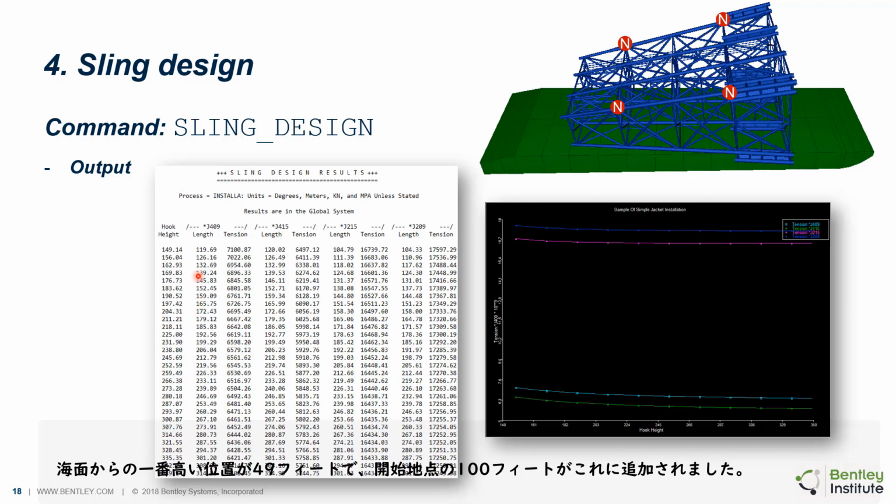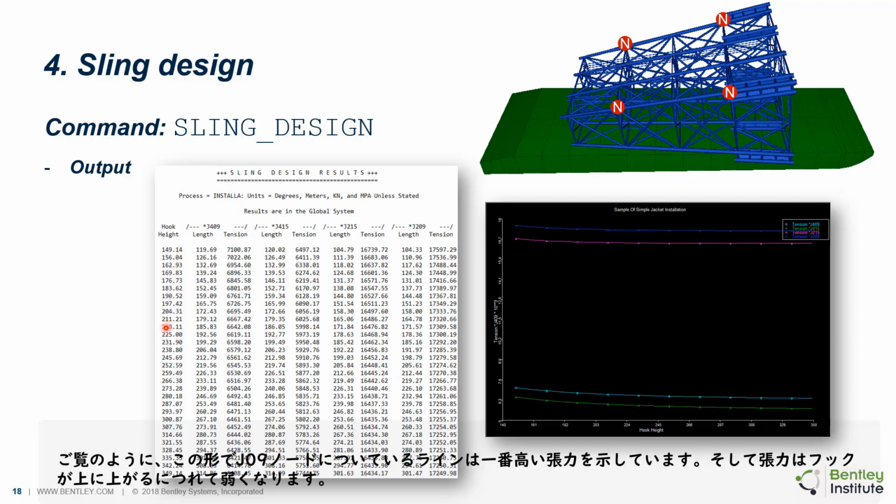The elevation of the highest node is 49 feet from the water level. Then the beginning height is 100 feet, and it's added to this number. And the results are reported every 5 meters. This 5 meters is the step size.